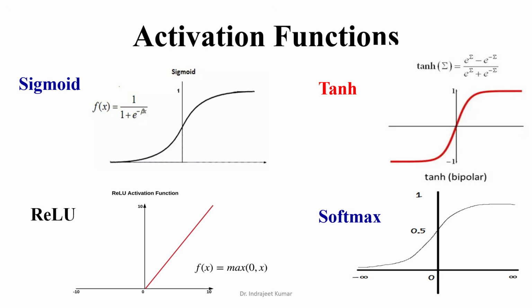An activation function decides whether a neuron should be activated or not, helping the network learn complex patterns. Common activation functions are sigmoid, output between 0 and 1; tanh, output between -1 and 1; ReLU, rectified linear unit, output 0 for negative and linear for positive. Softmax converts output into probabilities for classification. ReLU is widely used in image recognition models for faster learning.